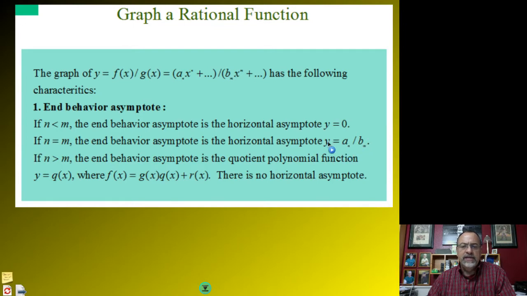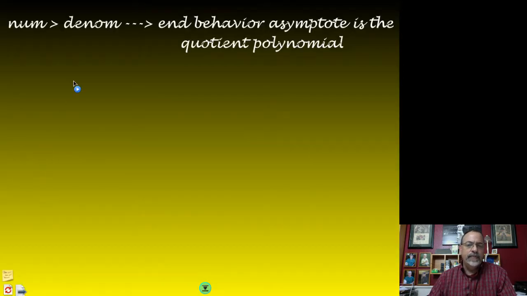You remember a is the leading coefficient of the numerator polynomial, and b is the leading coefficient of the denominator polynomial. If the numerator degree is greater than the denominator degree, then the end behavior asymptote is not horizontal. There is no horizontal asymptote, as we said last year. There is an asymptote, however, and it is determined by actually doing the division problem, and it ends up being the quotient of your division problem. Now, what does all that mean? Basically, let me show an example.